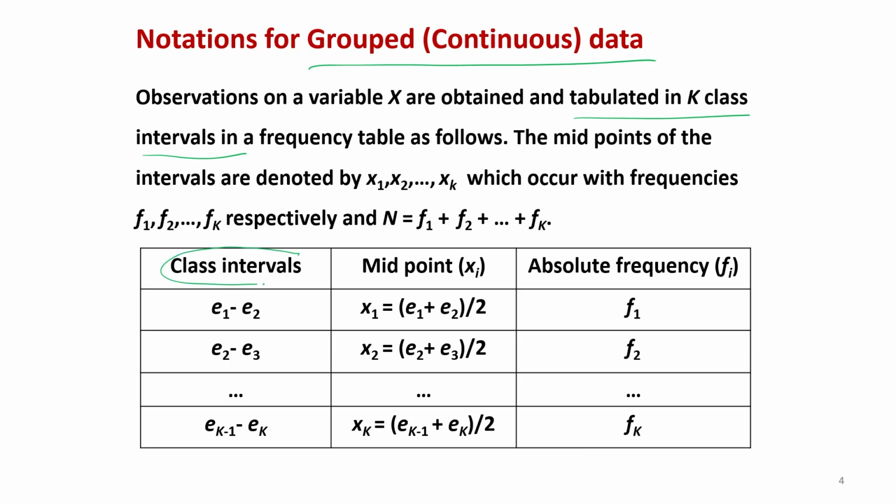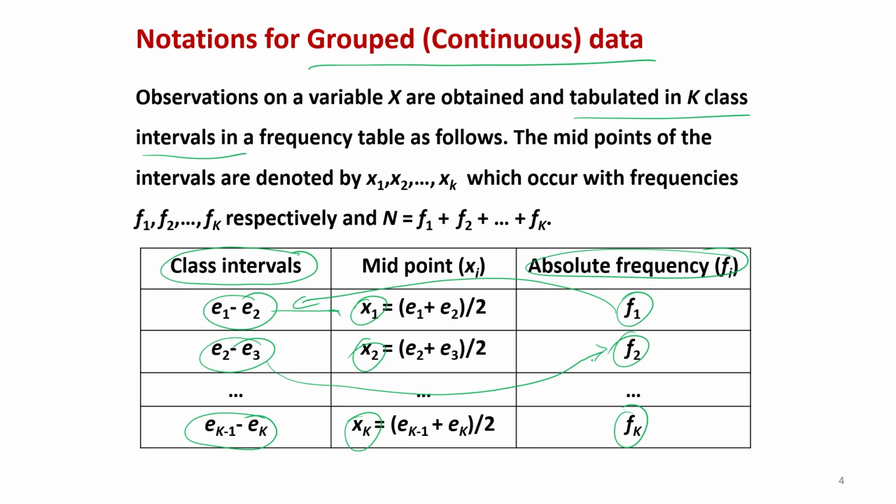Suppose I have k class intervals like E1 to E2, E2 to E3, up to Ek minus 1 to Ek, and then we obtain their midpoints x1, x2, xk, and then we obtain their absolute frequencies f1, f2, fk. So f1 is the absolute frequency of class interval E1 to E2. Similarly, the E2 to E3 class interval has absolute frequency f2, and so on. And capital N here is f1 plus f2 plus fk, that means the sum of all the frequencies.